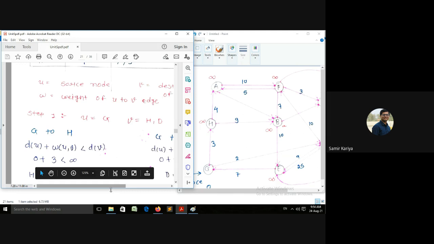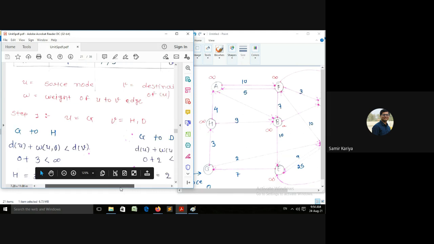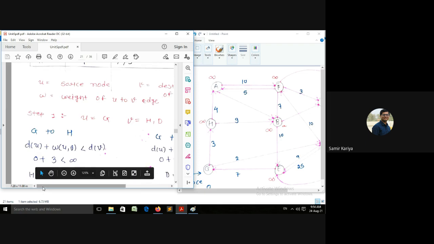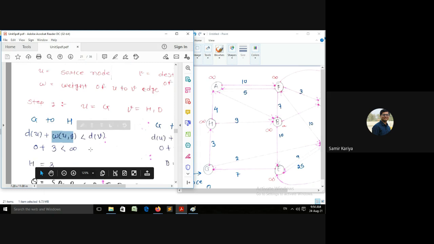Okay, now see, step number one. Consider G, the small u, the starting source node. V is H comma D, because it's a direct connection. Then simply write G to H. So D of U plus W of U comma V less than D of V. D of V is initially infinite, that's what we have written initially.